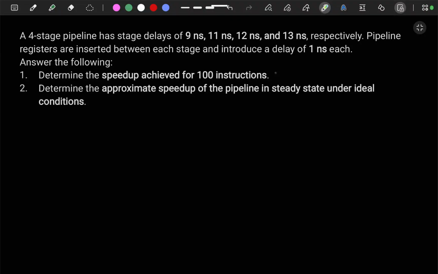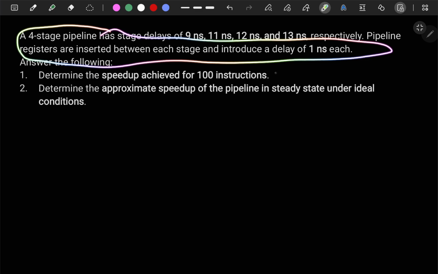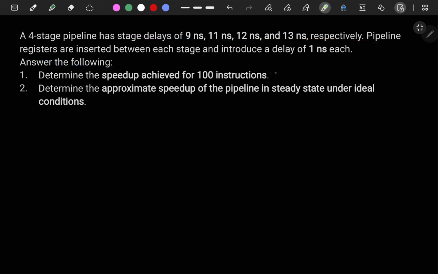In this lecture we are going to see one more question regarding pipelining. This question is about speed up, so we are going to calculate the speed up. I have taken the same question which we solved in the previous one, and extended it to solve for speed up.